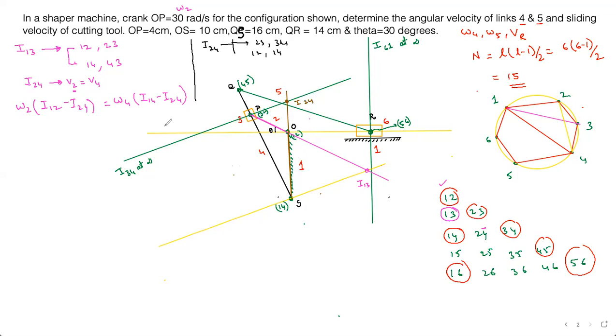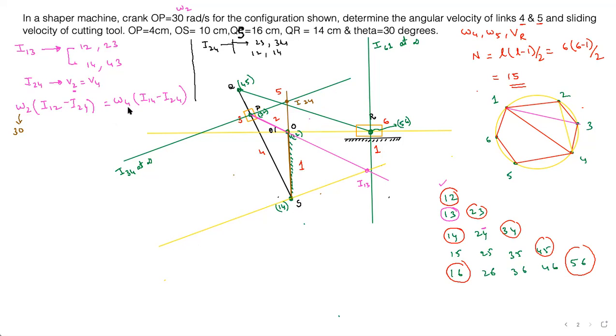So this is I24. Once I have I24, just check this out. Omega 2, what is omega 2? 30 radians per second. I12 to I24, where is I12? I12 is here. I24 is here. I hope you can see those. So measure that length, put it here. And where is I14? I14 is at the bottom. I24 is on the top. Measure that length, put it there. Fine. Then you are going to get omega 4.